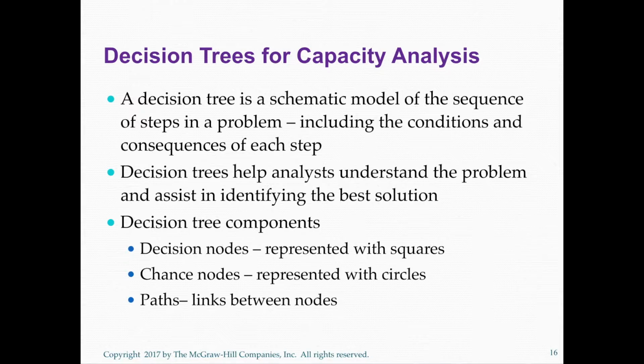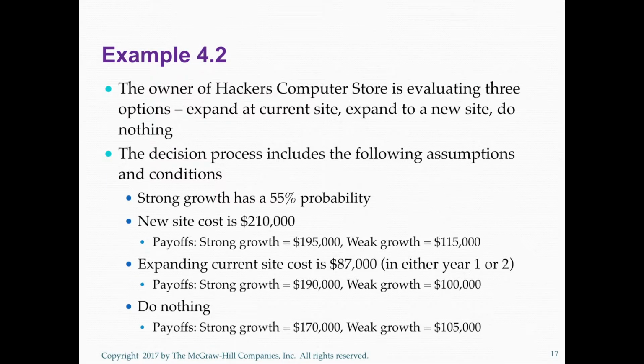Decision trees help analysts understand the problem and assist in identifying the best solution. It provides a logical process for decision making. It is set out in a diagram that considers the times when decisions have to be made and where chance can determine an outcome. Decision tree use estimates and probabilities to calculate likely outcomes. Let's take a look at the example.